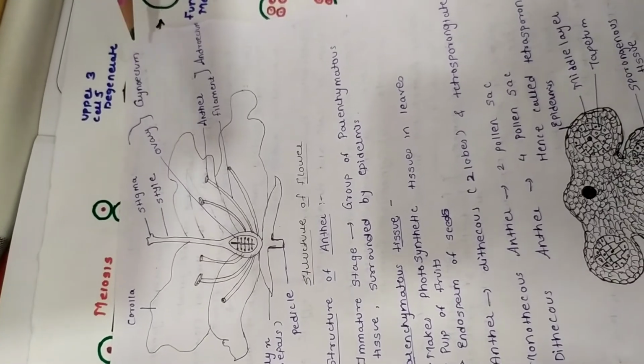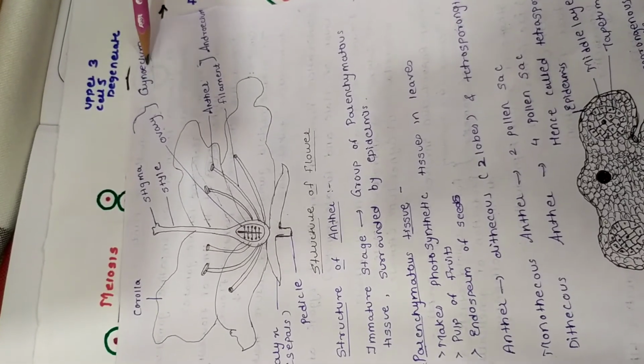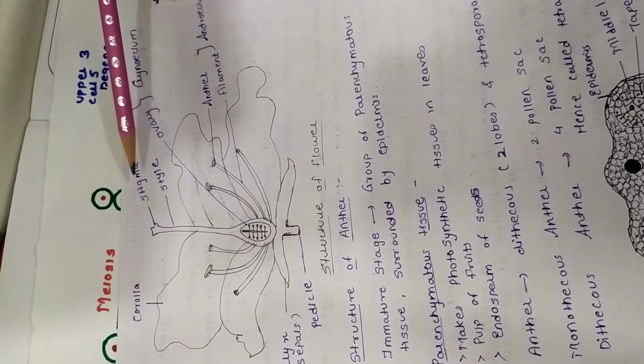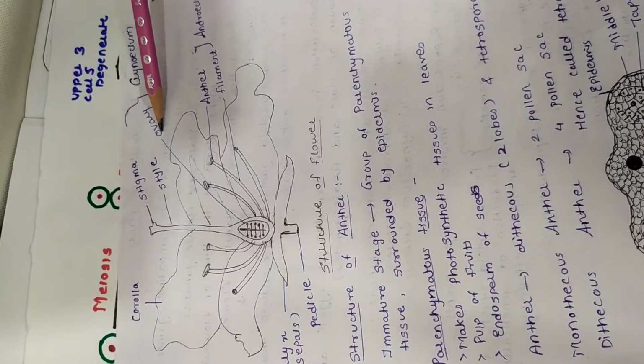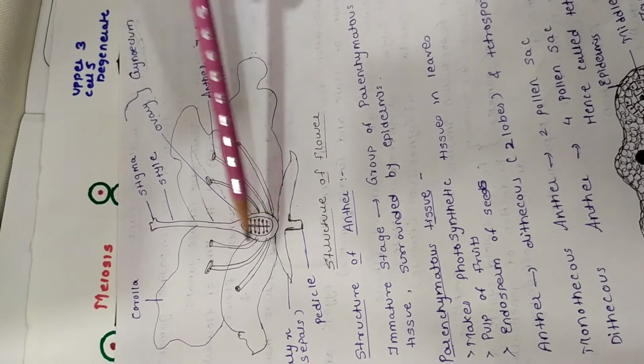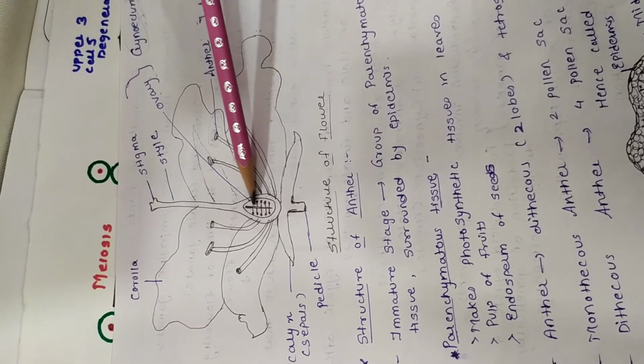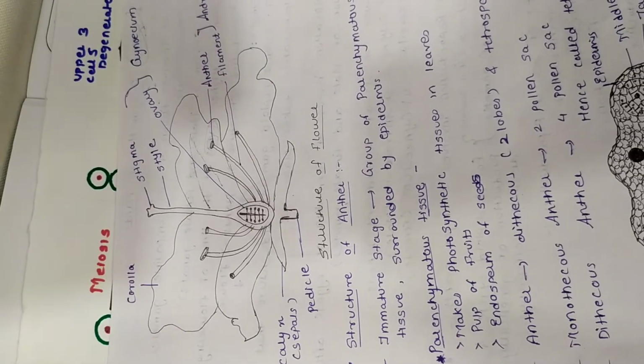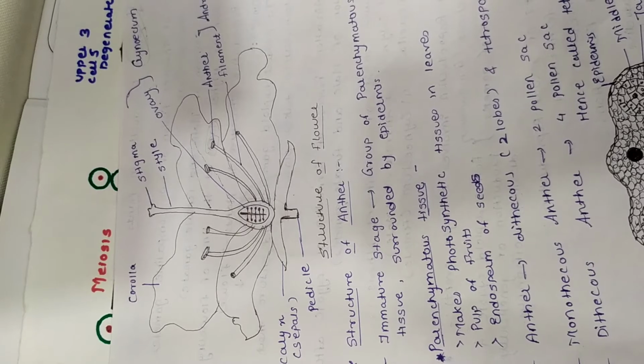Now, what are the parts of the female gametophyte? Gynoecium is the female part, right? It contains stigma, style and ovary. Now, you can see here in this ovary there are a number of ovules, which are nothing but the megaspore. Ovule is nothing but the megaspore.